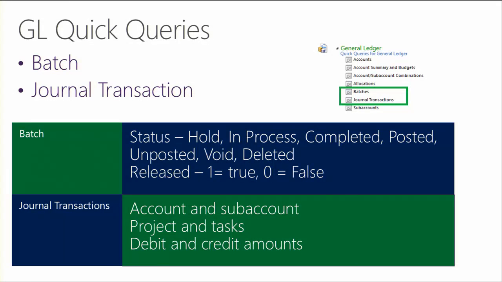Side note, completed means there's no GL impact, so if you see a batch that has a completed status, that means it doesn't create a journal entry. Example, payroll time entry batch. It's just a batch to create time cards, but it doesn't actually go to general ledger. That's a completed batch. The released field in that query is 1 means yes, it's been released, and 0 means no, it has not.